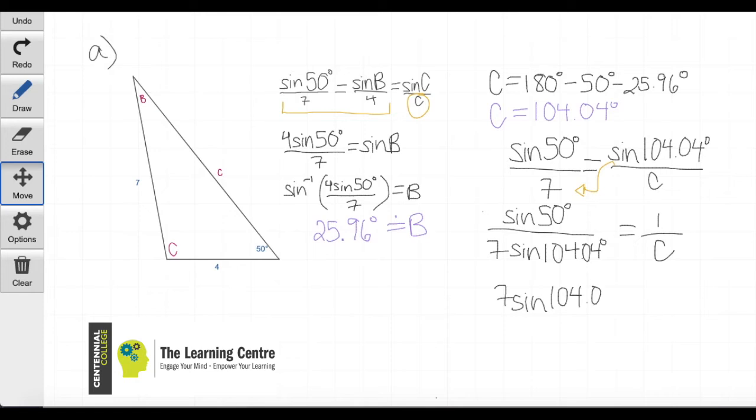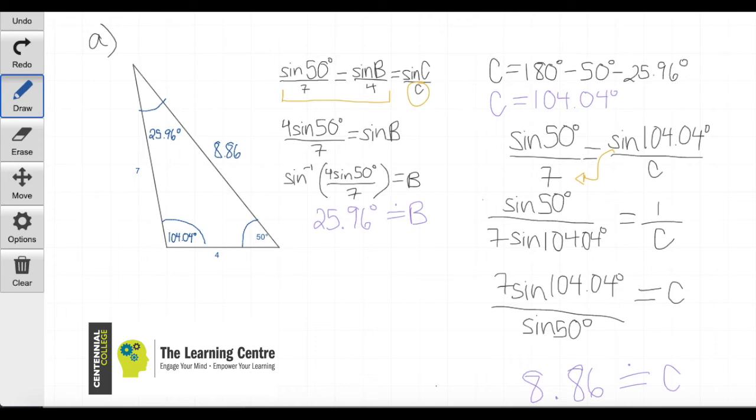But in either case, we get 7 sine 104.04 degrees over sine 50 degrees is equal to c. And now we just evaluate this exact amount to get c to be approximately 8.86 if we round it to 2 decimal places. Now that we have all of our angles and all of our sides, we have solved the triangle. Once again, if you want to refresh your memory on a few concepts such as inverses or angles, please refer to our earlier lessons in trigonometry.